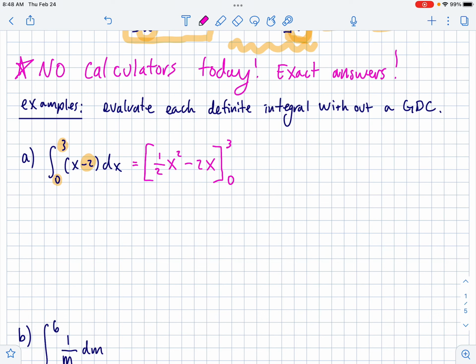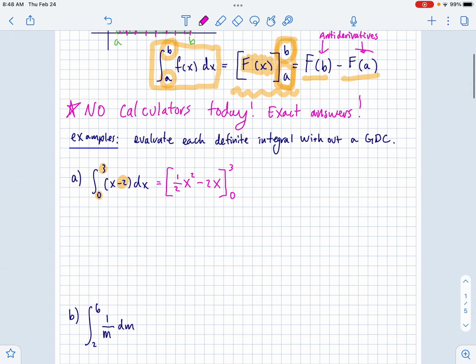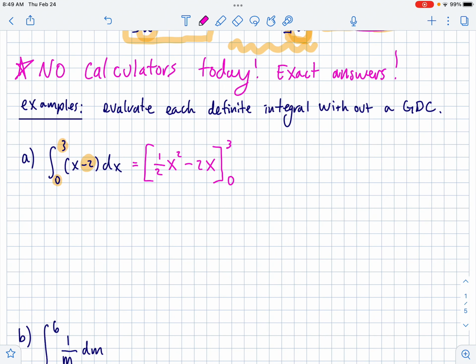The next step, according to the fundamental theorem of calculus, is you have to plug in b and a, and subtract them from each other. It's going to be the top first, then minus the bottom. What I mean by that is it's 1/2 times 3 squared minus 2 times 3, but then we're going to subtract out 1/2 times 0 squared minus 2 times 0. The first part is the antiderivative with the x replaced with 3. The second part is the antiderivative with the x replaced with 0, and you subtract the two from each other.